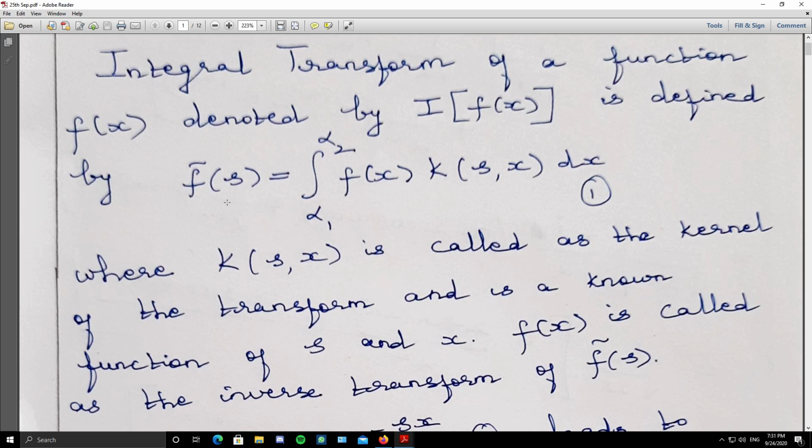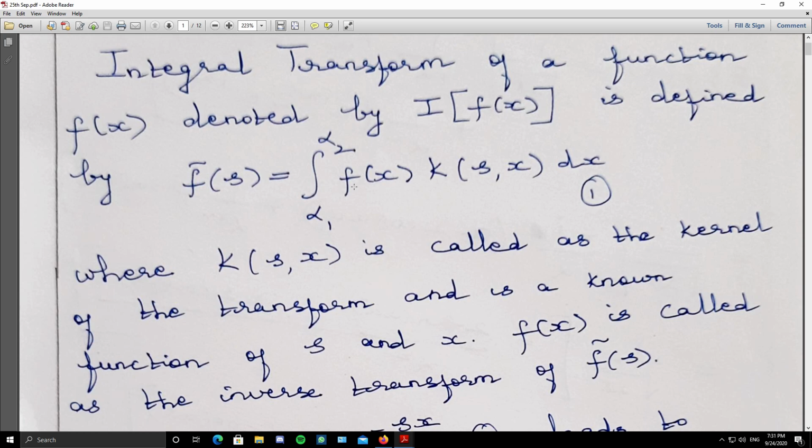And if you take the inverse, you will get back the function itself. f of x is called the inverse transform. F cap of s is called the transform function. So if you have the transform, you can get back the function. If you have the function, you can find the transform.